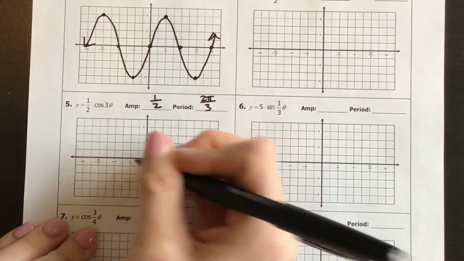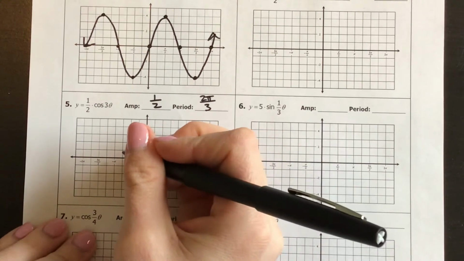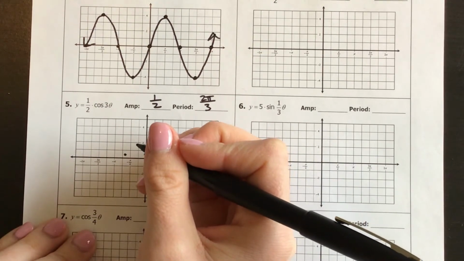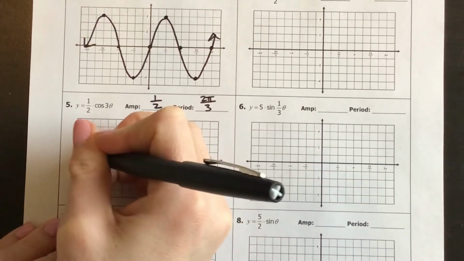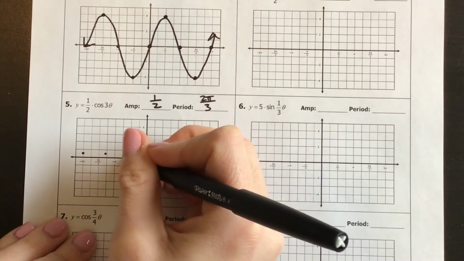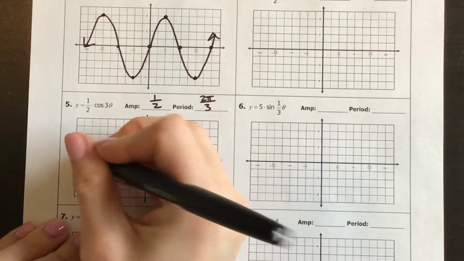And then you can go backwards in the other direction, just repeating. So negative 2 pi over 3 would be right around here. Negative 4 pi over 3 would be right around here. And then this is where it ends for real. Okay, so work your way backwards, just going through these cycles like that.